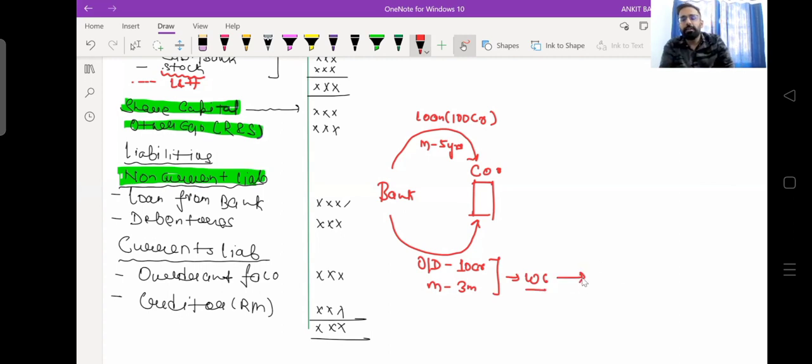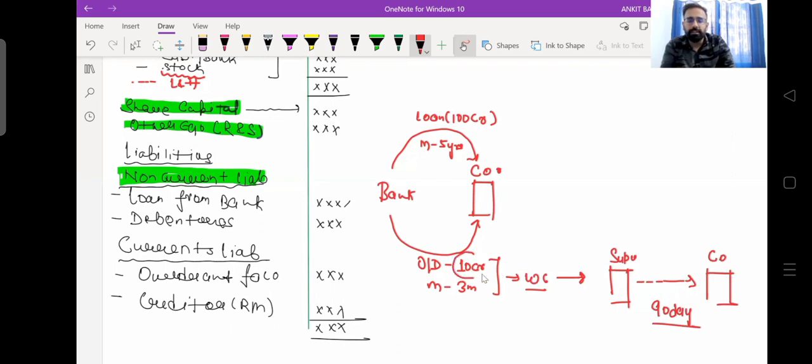Now, I will give you a brief about overdraft. Let's say you are buying raw material from a supplier. This is your supplier, and the supplier is giving you raw material. Let's suppose this supplier has given you credit of 90 days or 60 days. You can use your overdraft facility to make the payment to the supplier, and later your business will make the payment to the bank. So this is what an overdraft is.